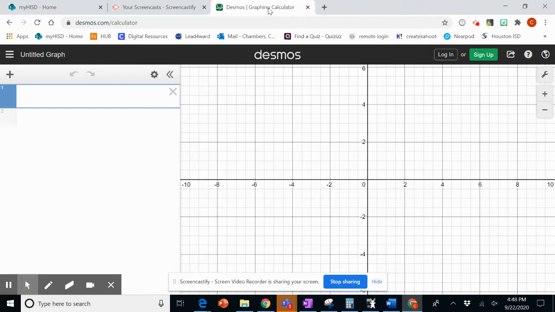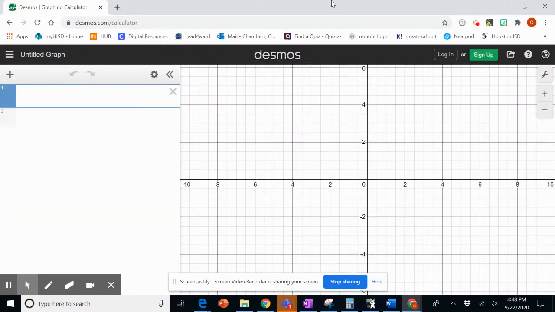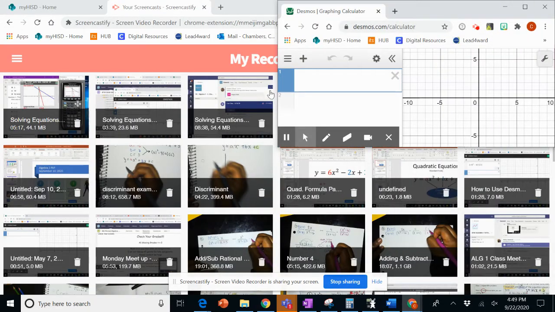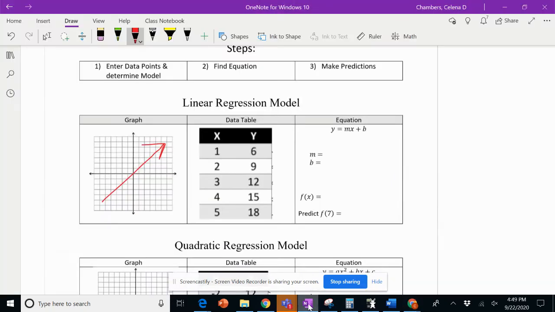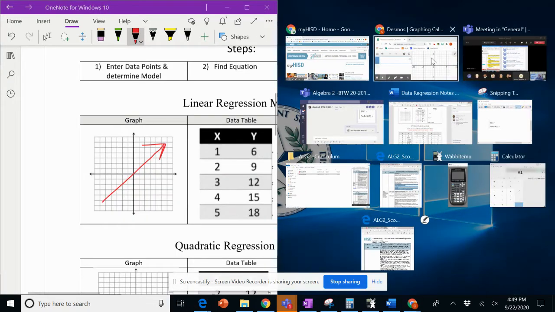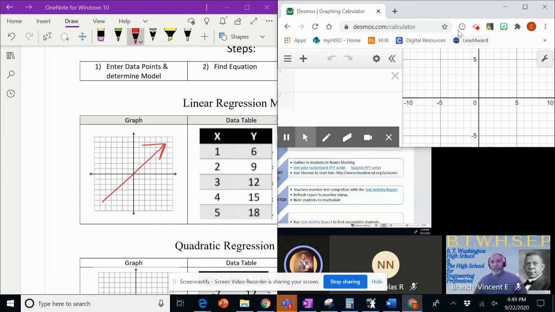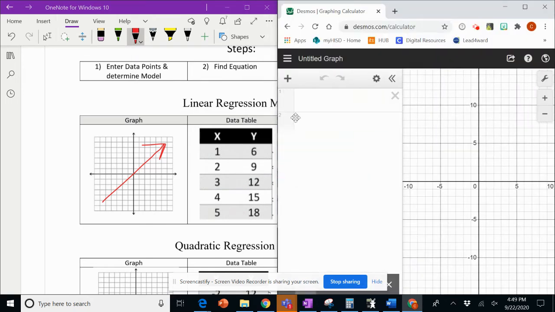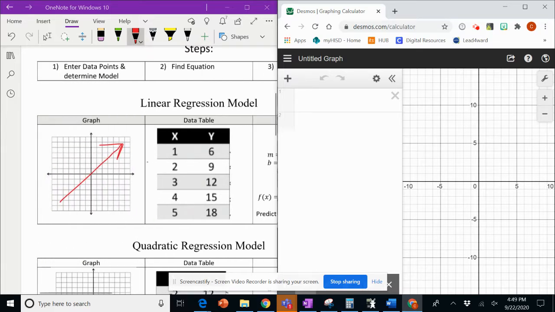All right, so I'm going to split my screen so that I can see my notes and my Desmos at the same time. So here's my notes. I'm going to put my notes on one side, and Desmos we're going to put on the other side. So all I did right now was just split my screen. I have my notes on one side and Desmos on the other.